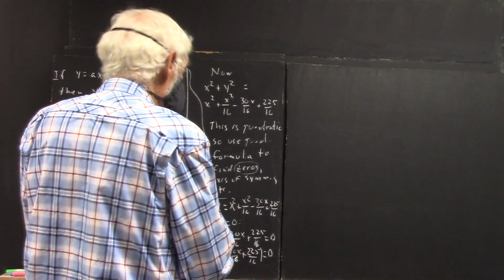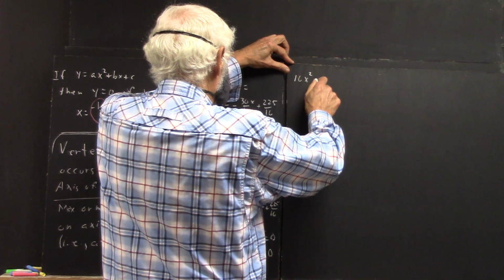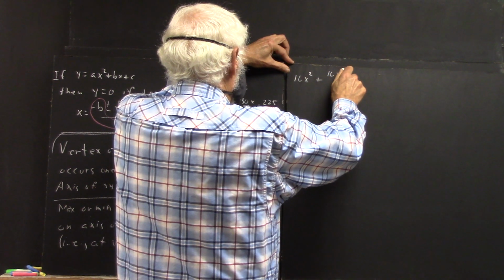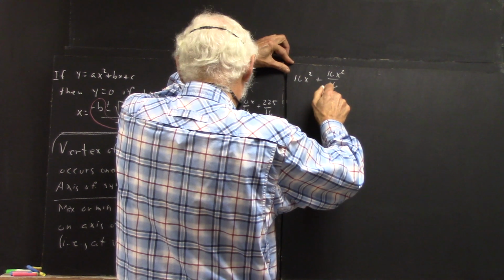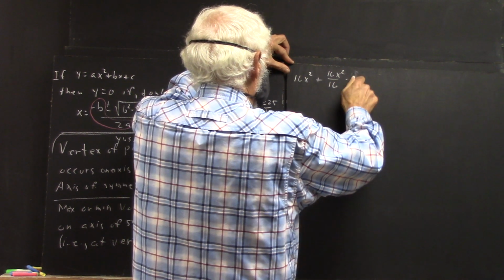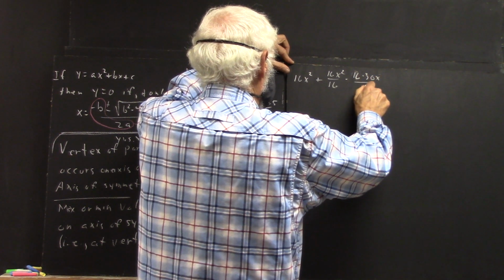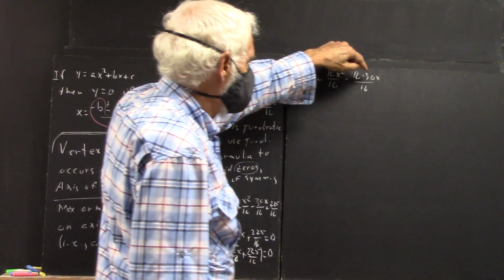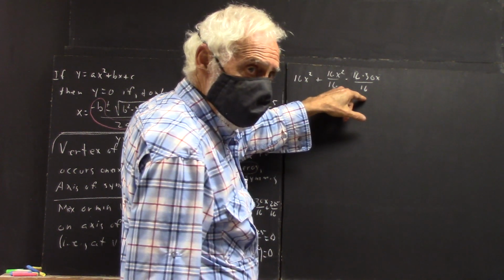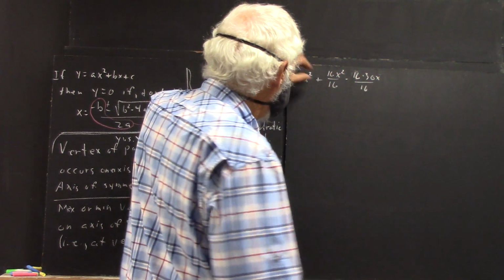Okay, so we take this and we distribute, and we get 16x squared plus 16x squared over 16 minus 16 times 30x over 16. And I don't want to multiply the 16 by the 30, because this 16 divided by this 16 just gives us 1. We don't want to disguise that fact.